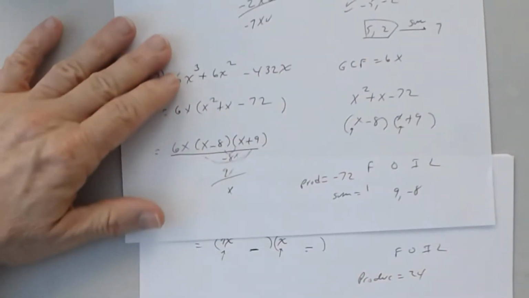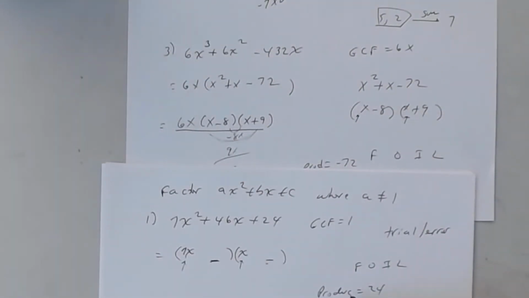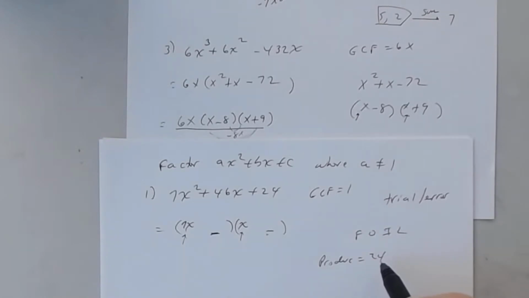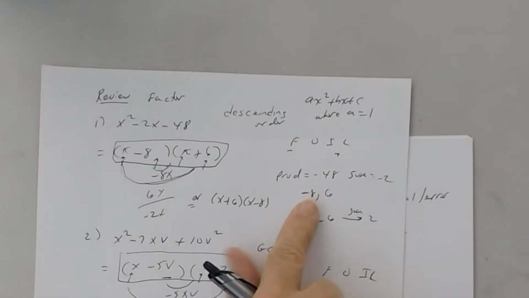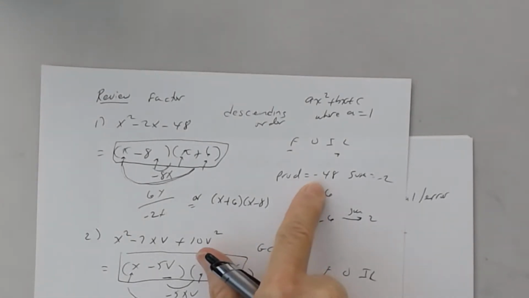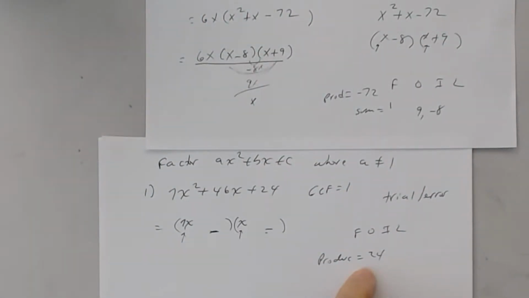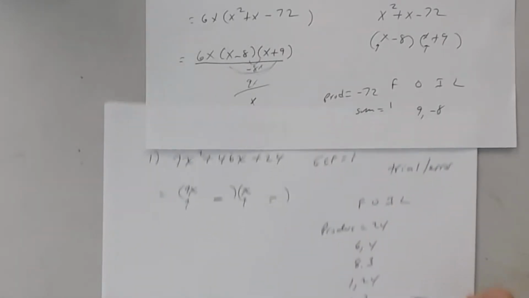So here's the idea. I want the product to be a positive 24, correct? Now when we did this right here, we found two numbers whose product was 48, correct? All right, same thing here. So give me two numbers whose product is 24 and list all of them. 6 and 4, 8 and 3, 1 and 24, one more pair, 12 and 2, or 2 and 12, right? You all agree?